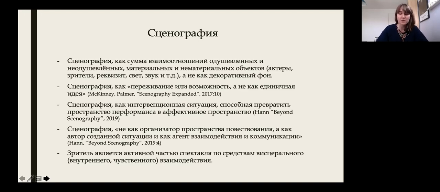Since my main goal is to analyze the possibilities for representing trauma and the traumatic experience in a stage practice, I focus on the role that the materiality plays. Here I take the set design as a sum of material and immaterial objects, animate and inanimate objects, including actors and their bodies, audiences and their bodies, objects and immaterial objects like light, sound, and so on. So I consider a set design not as a background, but as an important agent of what is happening.